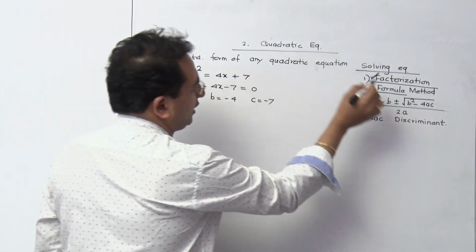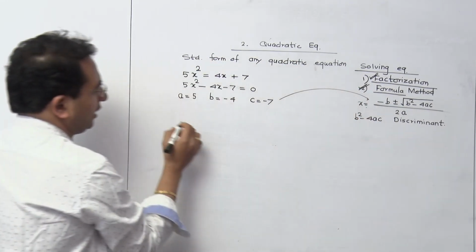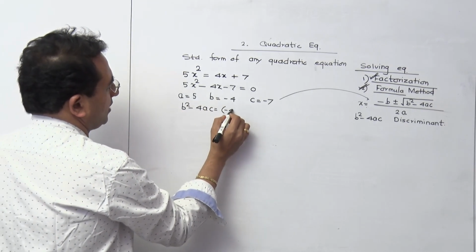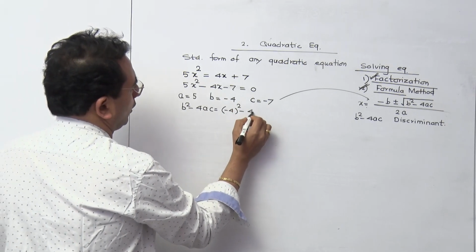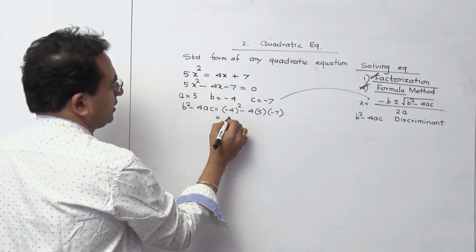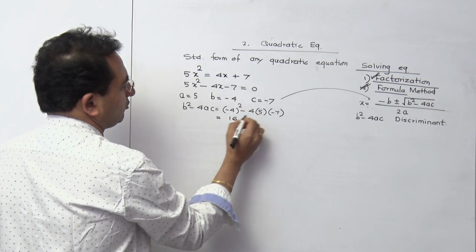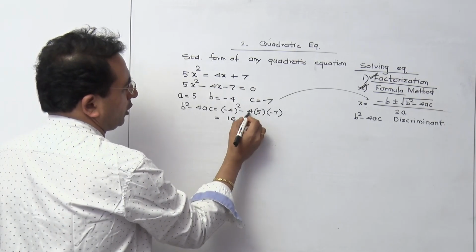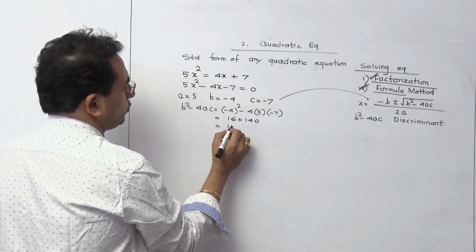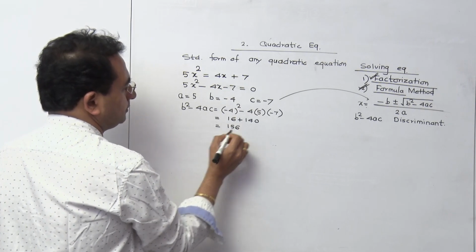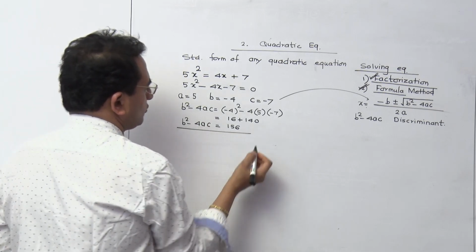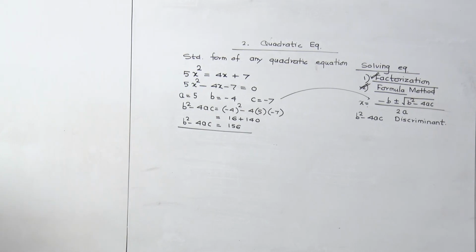Now before directly substituting these values here, we better calculate the discriminant b square minus 4ac. Now that b square is minus 4 square minus 4 into a into c. So your answer will be 16. Then minus minus will be plus. This one you are going to get 20 into 7, that is going to be 140. This value is 156. b square minus 4ac, the answer you are going to get is 156. Is that clear to you?